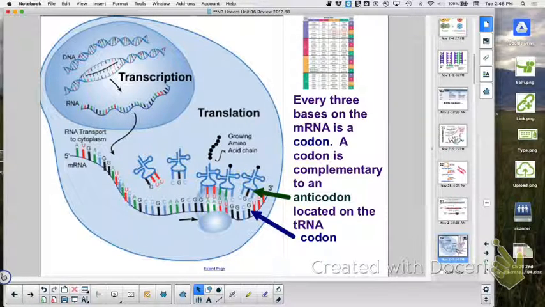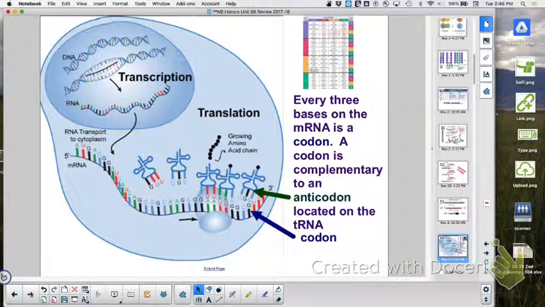GGG, right? Because the DNA says GGG, the mRNA is going to say CCC. Every 3 bases is a codon. The tRNA that lands, if this is GGG, this is going to be what? CCC, right? That's going to be complementary to it. The anticodon is carrying the amino acid.